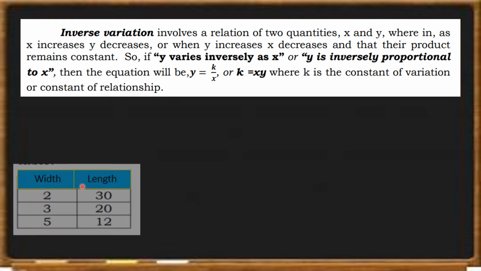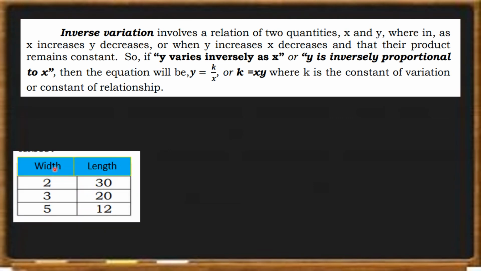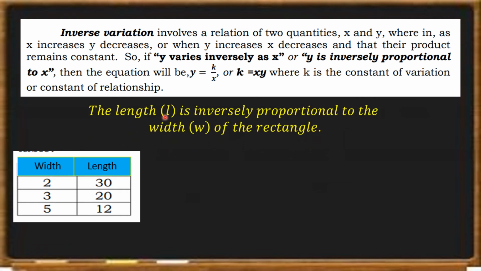So, ano yung example kanina? So, ito po, yung length tsaka width. The length is inversely proportional to width if you have a fixed area. If you have a fixed area, the length is inversely proportional to the width. Okay. So, the length L is inversely proportional to the width W of the rectangle. So, this inversely proportional, pwedeng palitan ng varies inversely. So, L varies inversely as W. Okay, so in equation, you have L is equal to K over W.